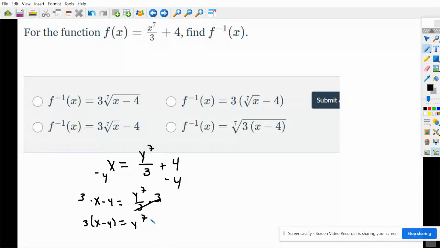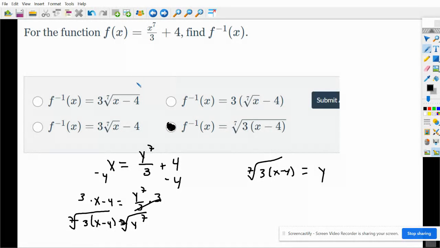And then just like how I got rid of a squared, I took the square root, I'm going to take the 7th root of both sides. So this is the 7th root of 3 times (x minus 4), and that equals y. I don't plus or minus it because the index is odd. If it was an even index, then I would. So that would be this one right here, and that would be the answer.